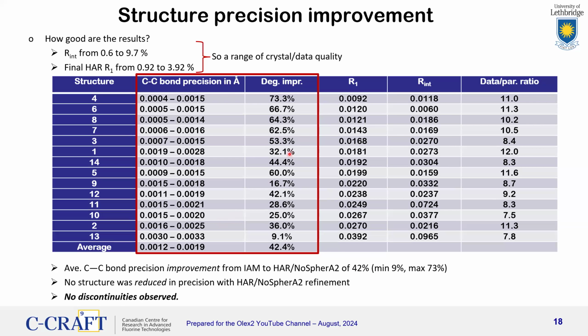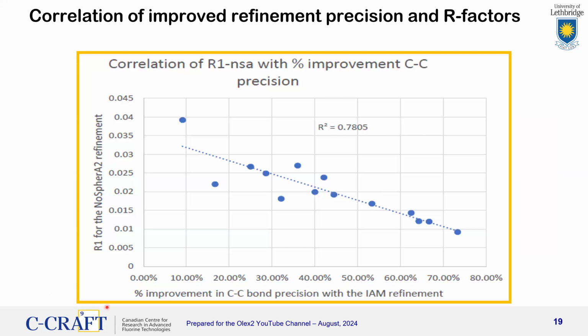Now, there seems to be a correlation of this to the data quality of the structure, the raw data quality, as well as to the final model quality. So both R1 and wR2 monitor these values and tend to correlate with them. And here you see the data to parameter ratios we were able to get from our crystals. Significantly, no structure was reduced in precision by this method, and furthermore, no significant discontinuities were observed. For me, that was quite important.